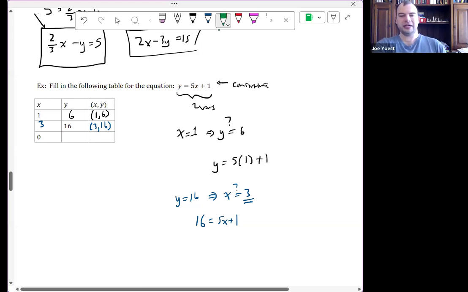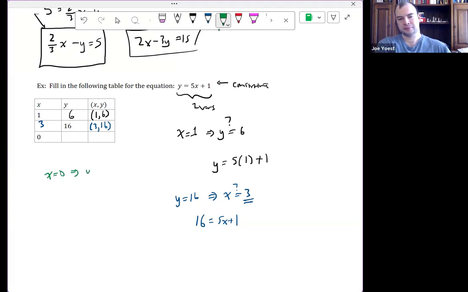Or again, scratch that. What if I had picked instead x to be 0? Well, y would have to be 5 times 0 plus 1, or y would just have to be 1. So we actually see we have three different ordered pairs now: 1 comma 6, 3 comma 16, 0 comma 1. We can imagine that we might want to plot these on our plane and do something with them. We're not quite there yet. We're still working on the algebraic side at this point, but we can I think see where this is headed.